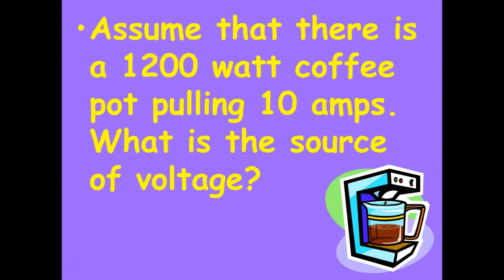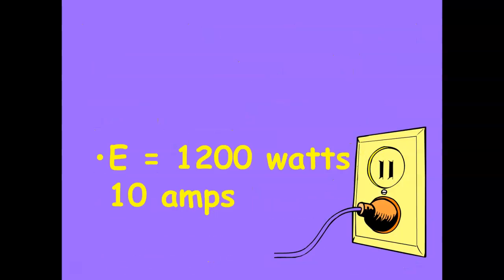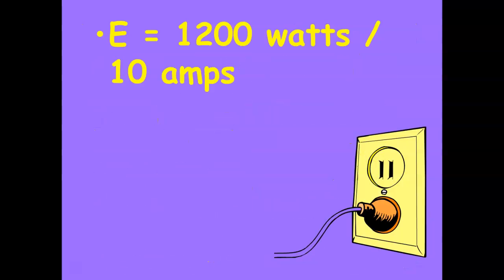Okay, one more thing. So you're assuming that there is a 1200 watt coffee pot pulling 10 amps. You're trying to figure out the source of voltage for that coffee pot. So again, think of P equals I times E. You know your P is 1200, your I is 10. You're looking for that E or volts. So you're going to cover up the E, you have P over I. So you're going to do 1200 divided by 10, which should give you 120 volts.